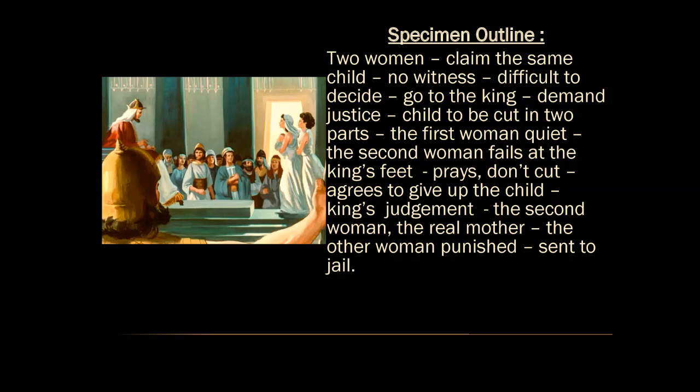Now let us see one specimen outline and let us see how this has to be written using these outlines. 2 women claim the same child. No witness. Difficult to decide. Go to the king. Demand justice. Child to be cut in 2 parts. The first woman quiet. The second woman falls at the king's feet. Praise, don't cut. Agrees to give up the child. King's judgment. The second woman, the real mother. The other woman punished, sent to jail.